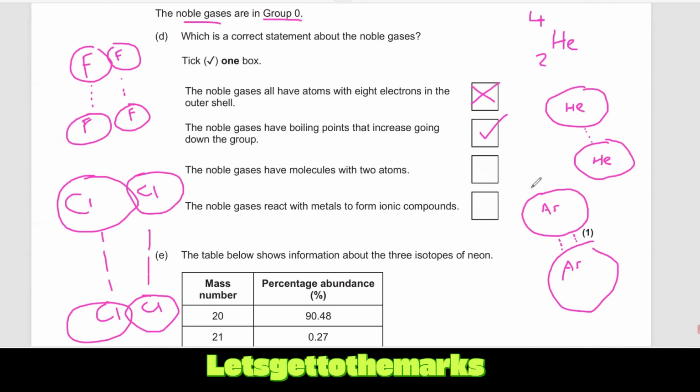As you go down group 0, same thing, but they're monatomic, they're atoms. They get bigger, they have stronger forces essentially. And that's for all non-metals. So for groups 5, 6, 7, and 0, as you go down the groups, their boiling points increase. You can just remember that as a rule for non-metals, and it's because the forces between the particles get stronger.